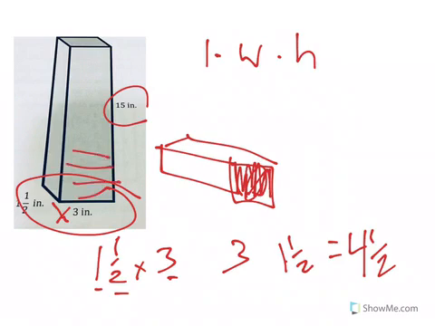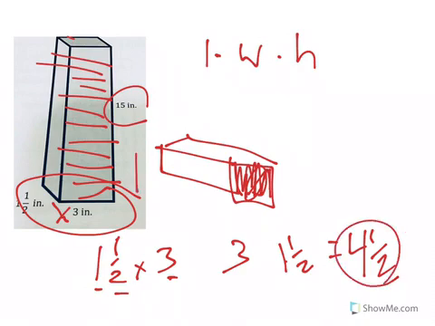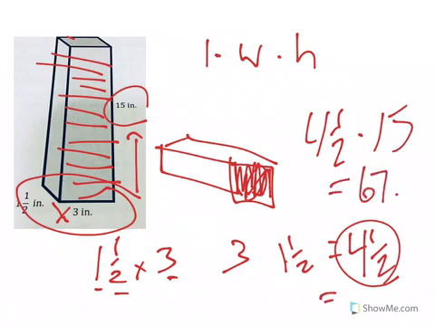Then as you start to stack these, if we're looking at a 1 inch by 1 inch by 1 inch cube, you would have 4.5 across the bottom, but then you would stack them 15 high. So you'd have 4 and 1/2 times 15, which would give you 67 and 1/2, or 67.5, is what I was going to write there. So basically, you're finding the area of this base, and then you're stacking it 15 high.